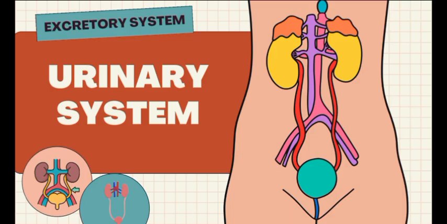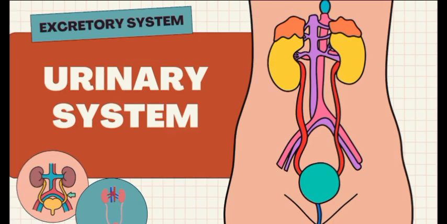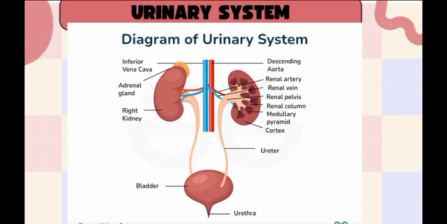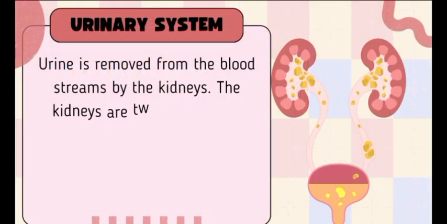But just as I've said, we are going to be considering the kidney, and the kidney makes up the urinary system. The kidney is the major organ of the urinary system. Urine is removed from the bloodstream by the kidney. The kidneys are two in the lower abdomen.